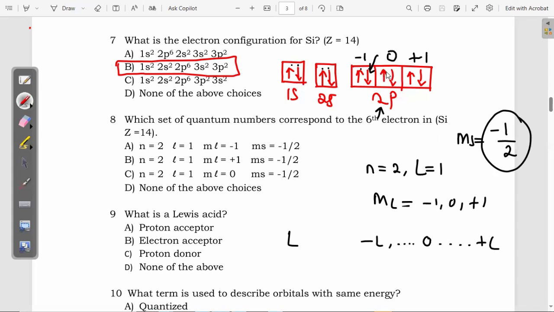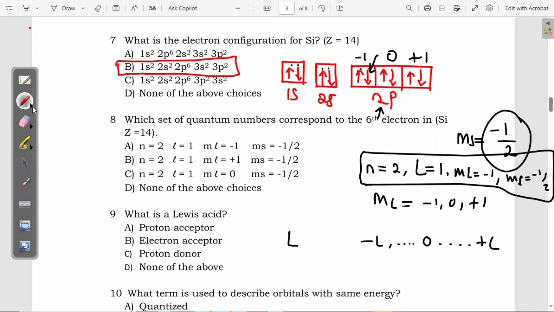Okay, the ml has to be -1 because I'm saying -1, 0, 1. So if you can look at this here, where do we have that set? Where my n is 2, L is 1, ml is equal to -1, and then ms is equal to -1/2. Where is this set here?